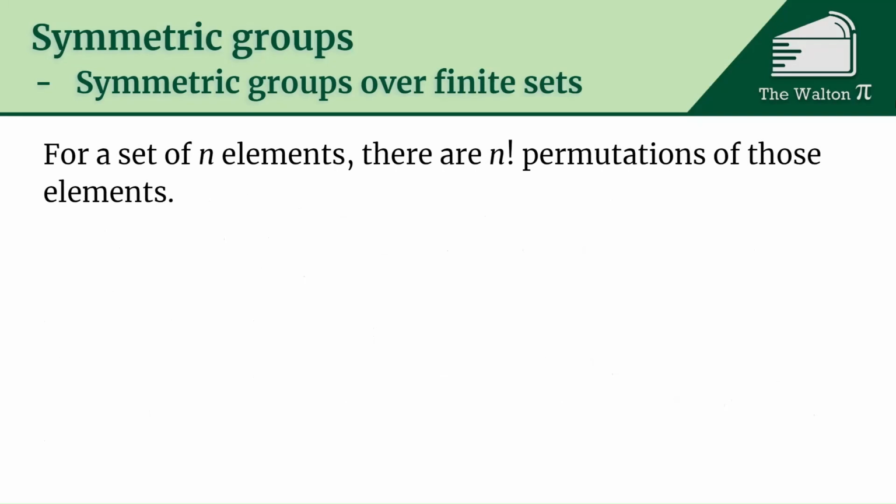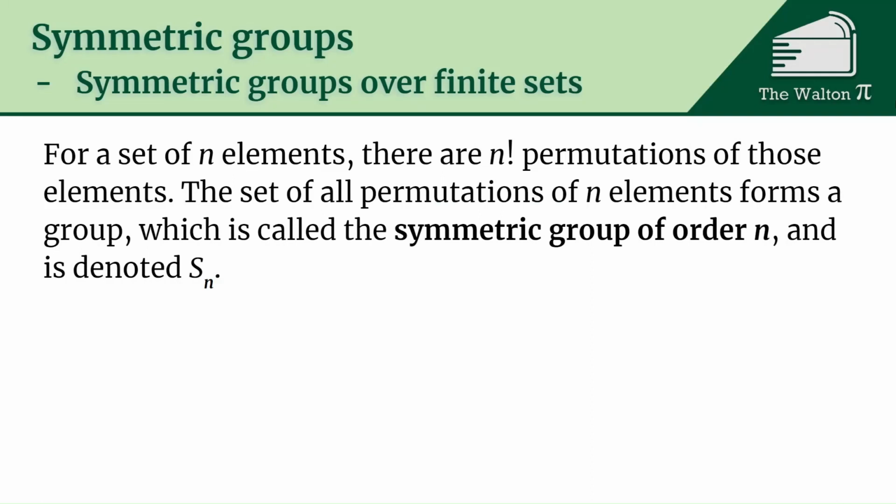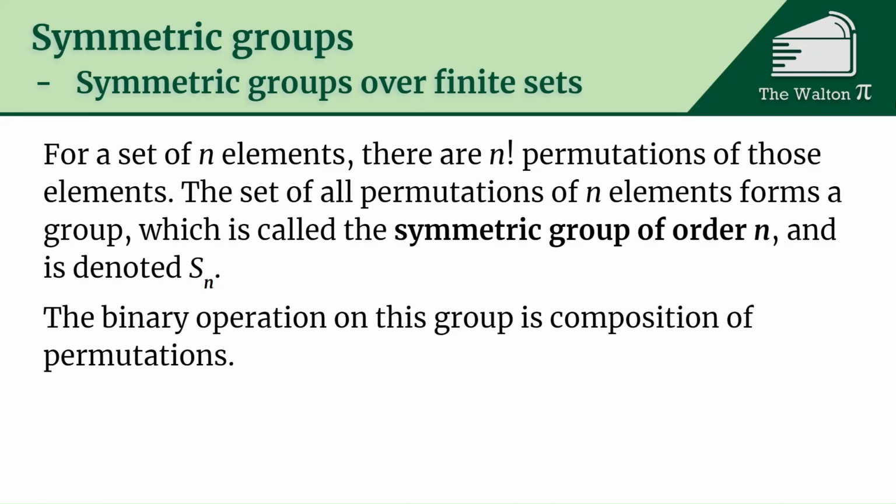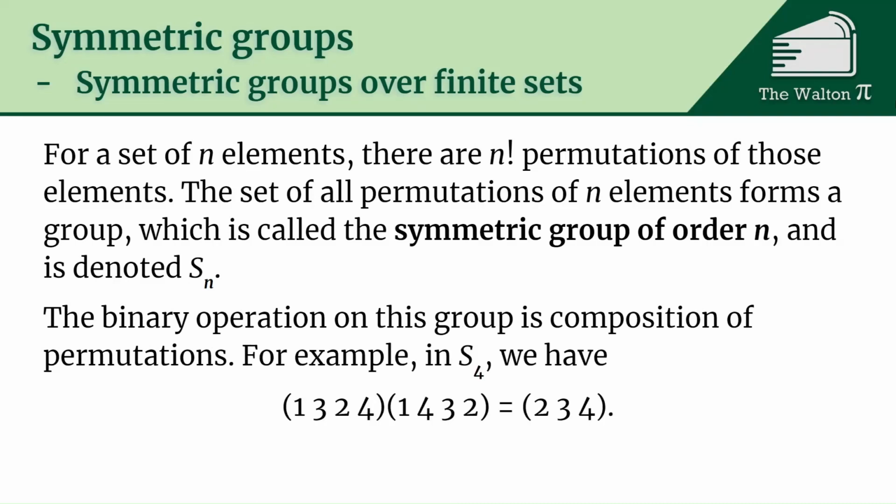For a set of n elements, there are n factorial permutations of those elements. And the set of all permutations of those n elements forms a group, which we call the symmetric group of order n, which we denote Sn. The binary operation on this group is composition of permutations. So for example, in S4, we have (1 3 2 4) times (1 4 3 2). That gives us (2 3 4).